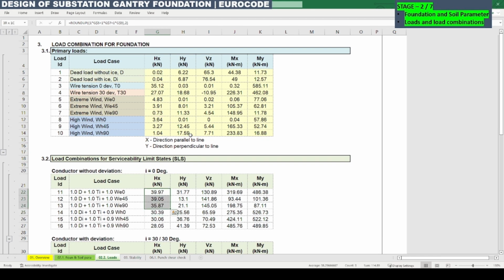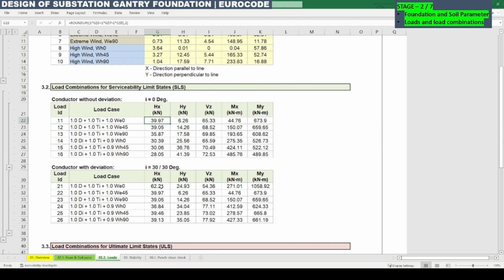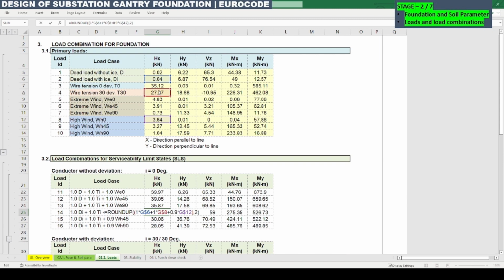Yes, now all the load cases for serviceability are okay. Okay, this should be here.